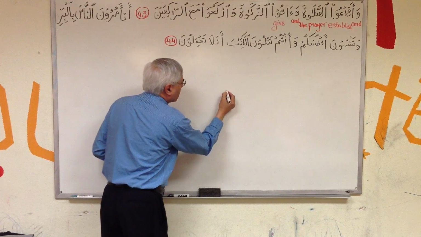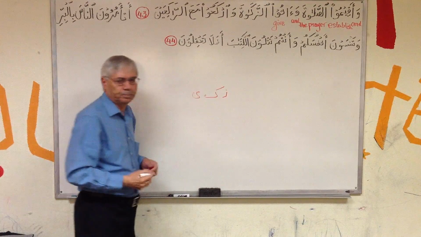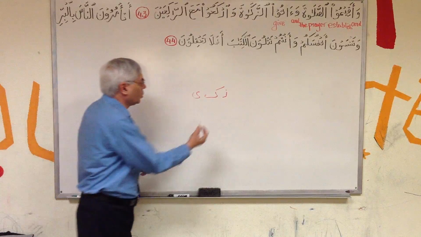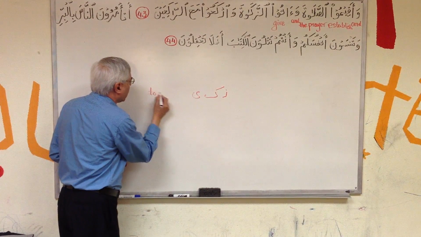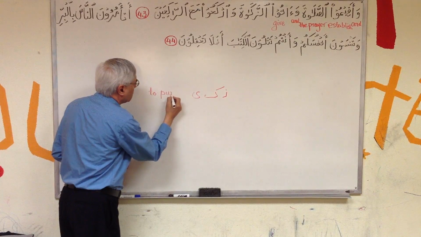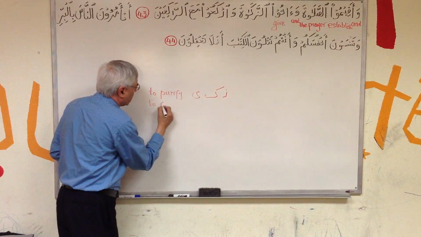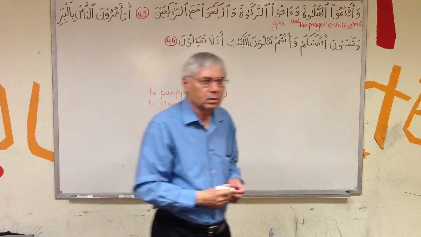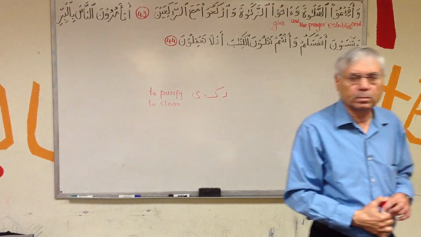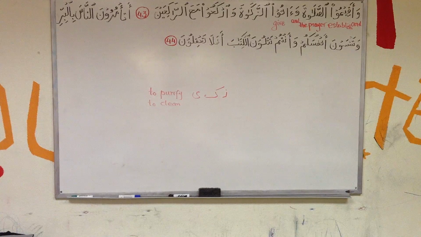It starts with these three letters, za, kaf, and ya. These are the root letters, and the meaning is to purify or to clean. Zaka, za, kaf, ya, means to clean or purify.